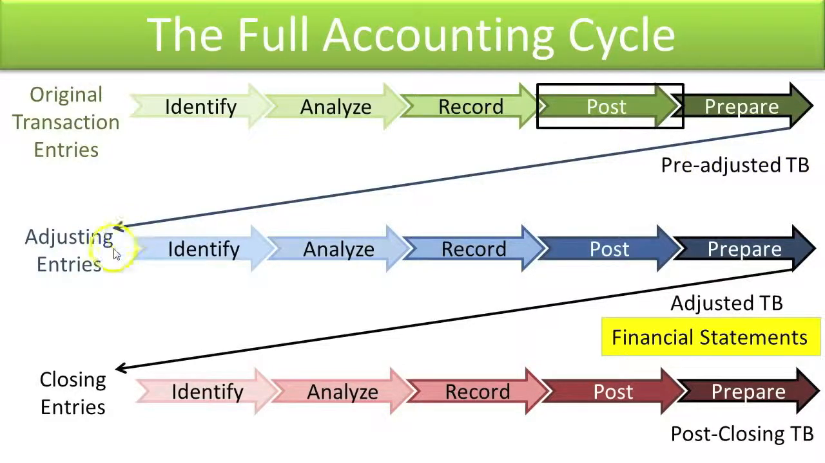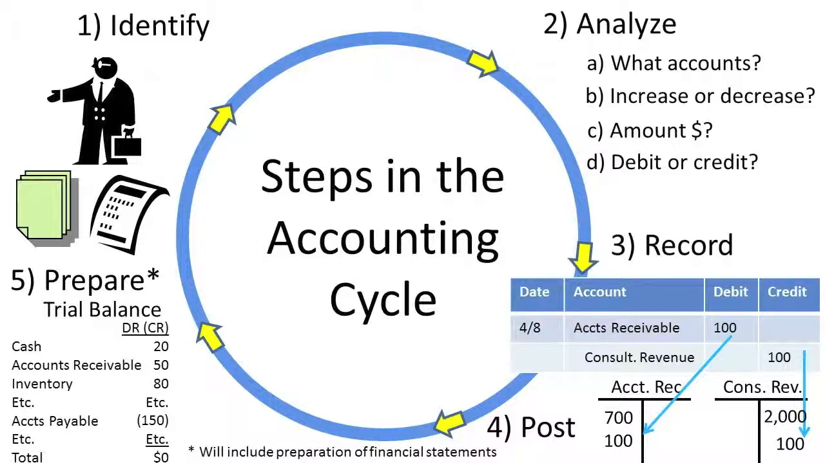After that, we'll go through this process with adjusting entries so we can prepare an adjusted trial balance, which will be the basis for preparing the financial statements. We will then close all temporary accounts and prepare a post-closing trial balance. Here's a graphic view of the accounting cycle. And as you can see, we are going to work on this section where we take the general journal information and post them into the ledger accounts.